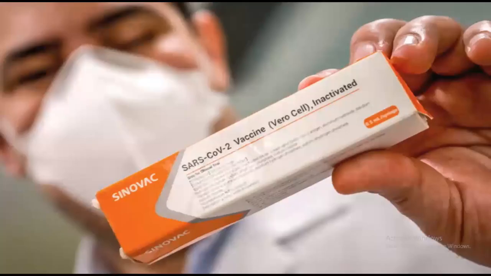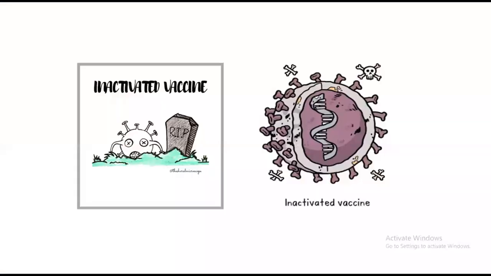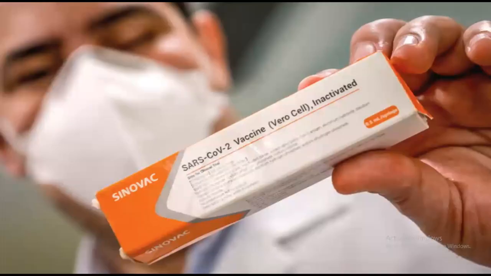The other one is Sinovac. This is the cover of the package in which the Sinovac is present, and basically the Sinovac is also an inactivated vaccine. The virus is totally inactivated and introduced into the body as a whole, but it cannot cause any infection, and our immunity can be developed against it, against the whole virus and the components of the virus.